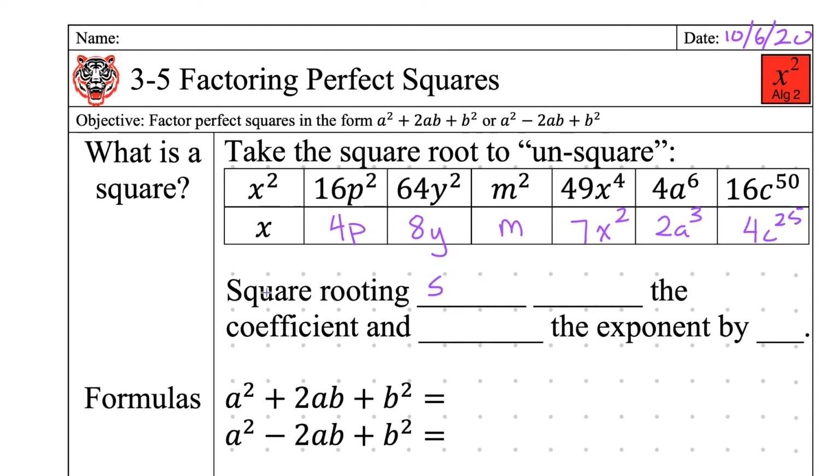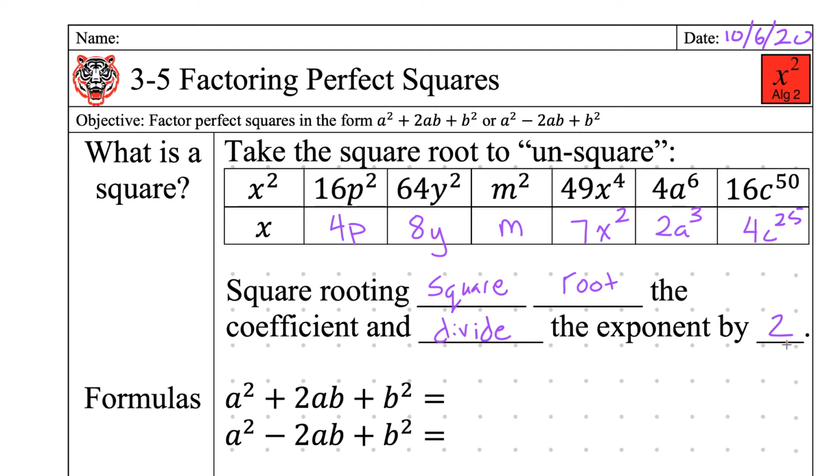Yep, so it's kind of repetitive, I know. Square rooting, you square root the coefficient, and you do what to the exponent? What do you do to the exponent? How did you get from 50 to 25? Jose? Divide by 2. Yep, divide the exponent by 2. There's your shortcut from yesterday.